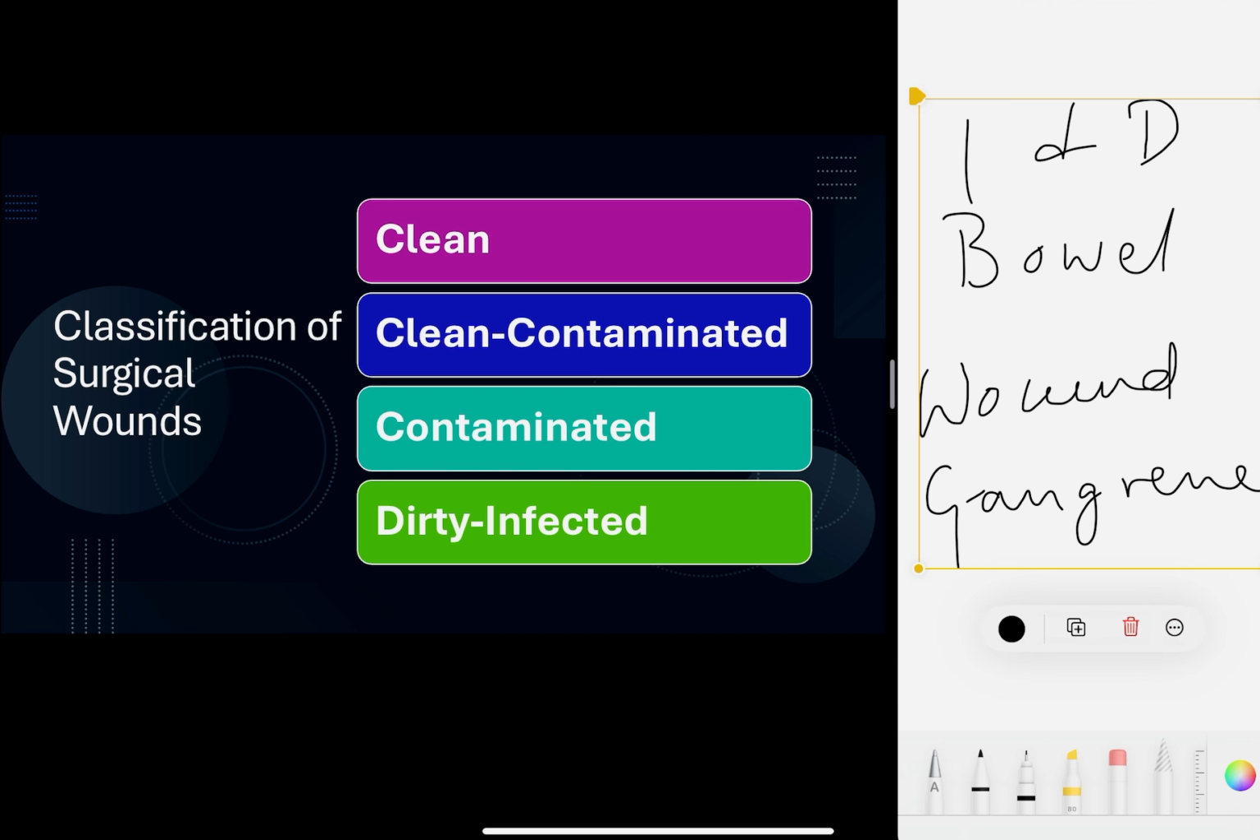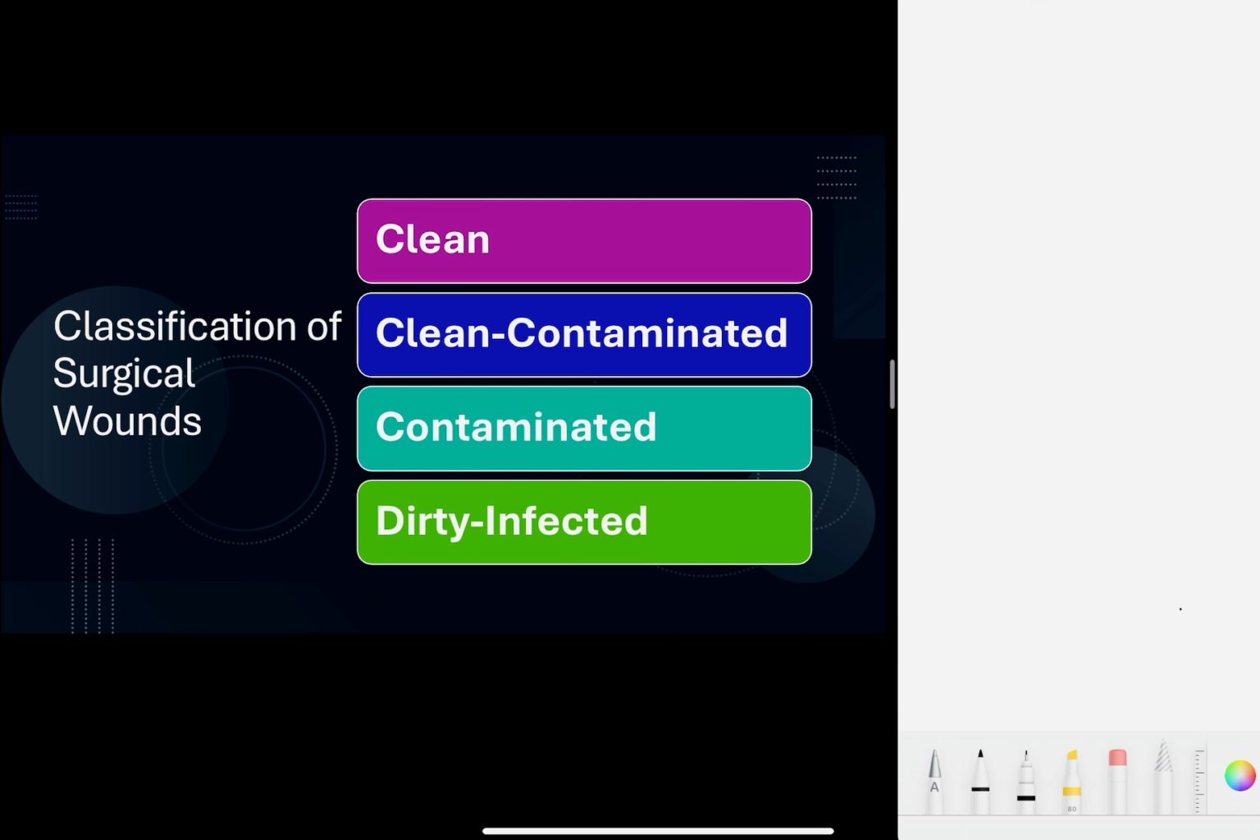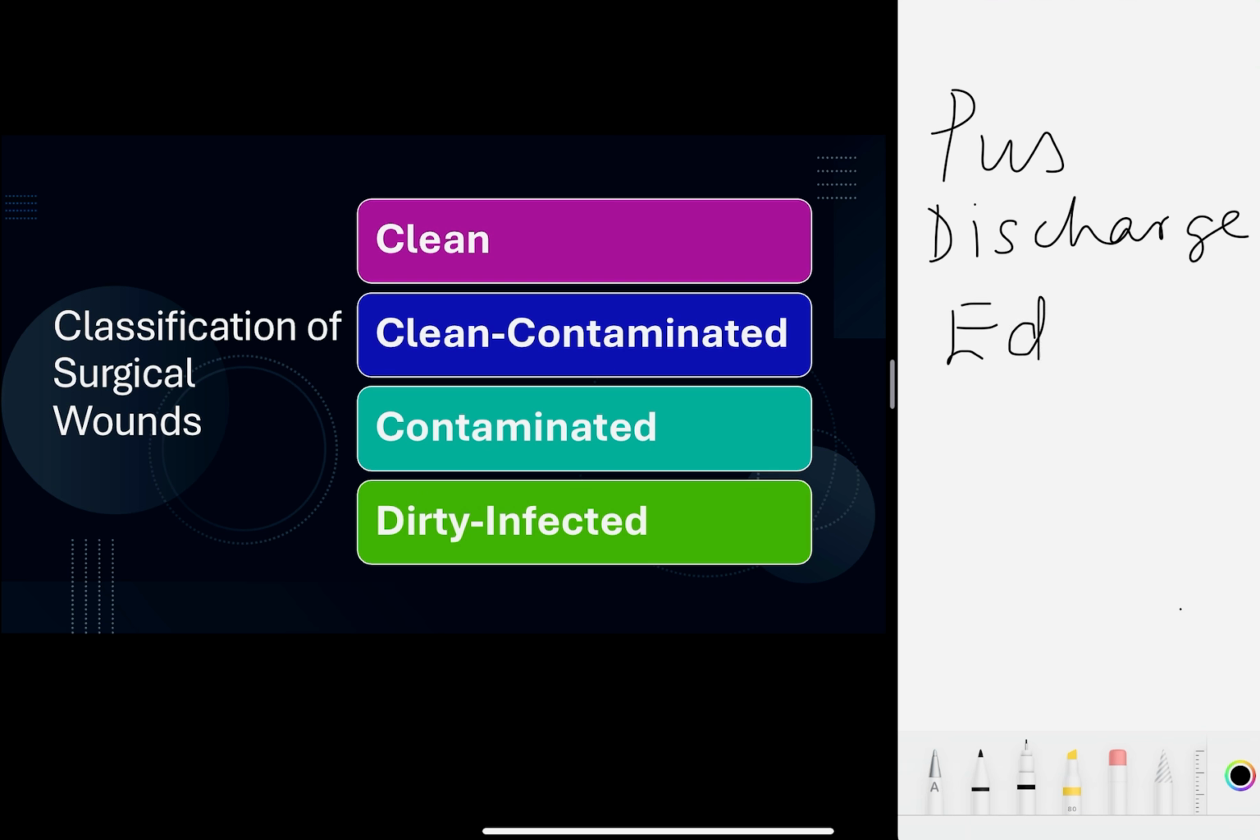So what are some of the visual characteristics? There will be presence of pus or necrotic tissue. There can be foul smelling discharge, then swelling, redness and heat, and there can be irregular wound edges. So the visual characteristics of a dirty infected wound include presence of pus or necrotic tissue, foul smelling discharge or signs of inflammation and infection, and irregular wound edges.